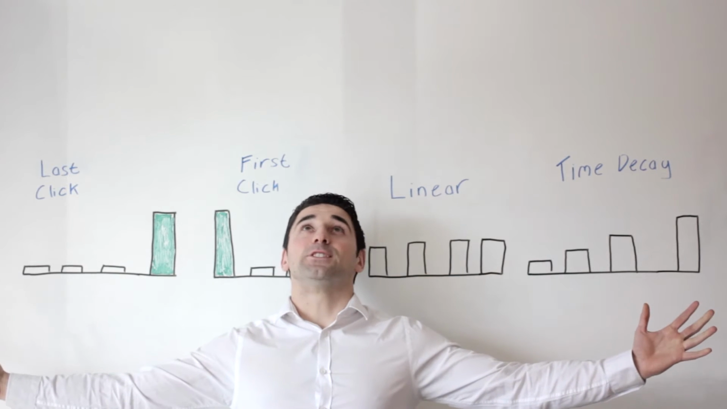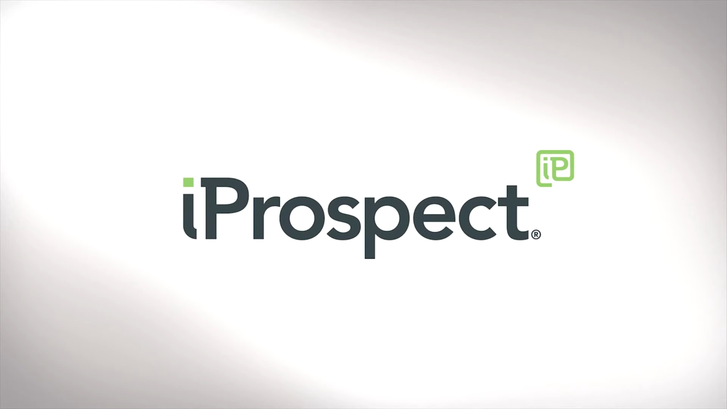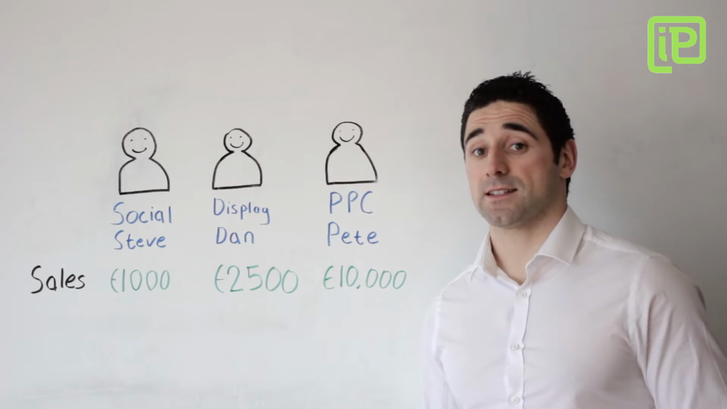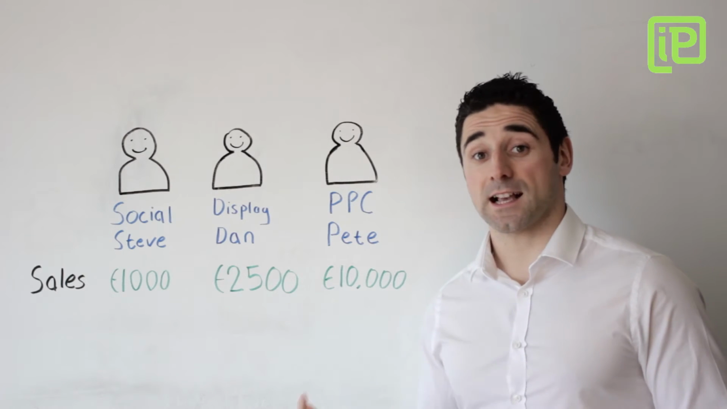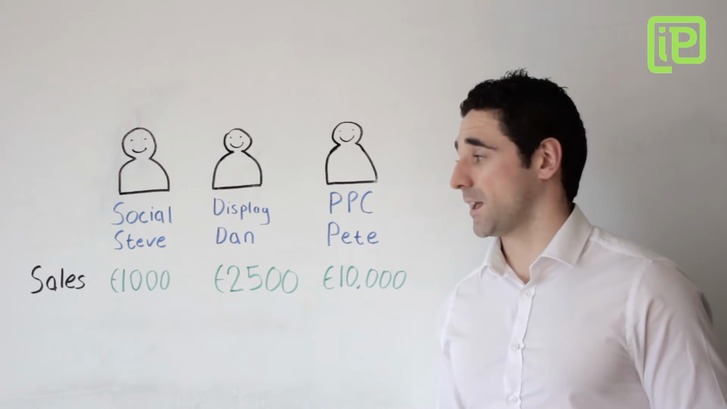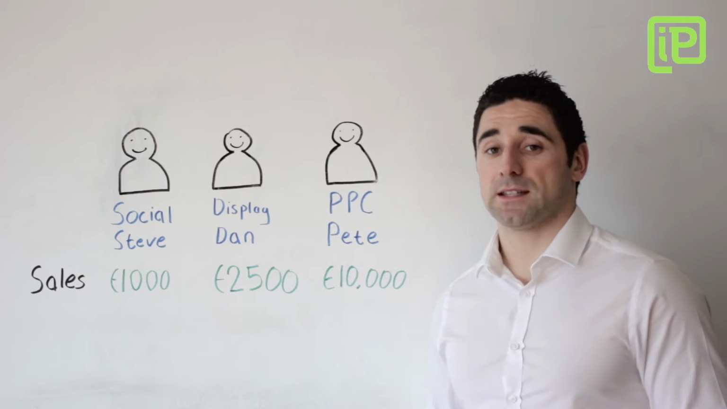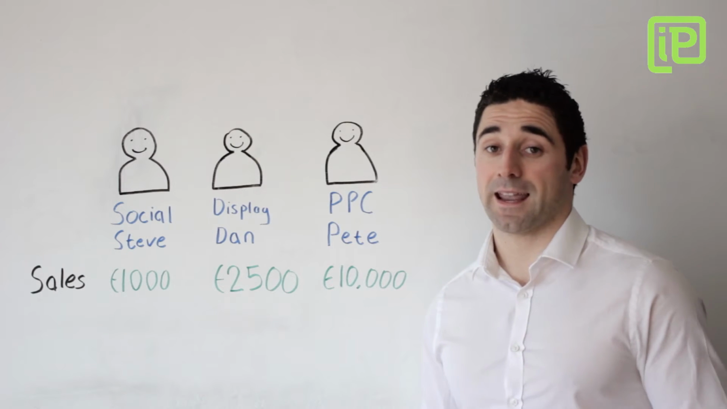I love attribution. Imagine that your business or organization has 3 sales members. You've got Social Steve. Last month he went out and made €1,000. Then you've got Display Dan. He made 2.5k. But then you've got PPC Pete. He's absolutely killing it. He went out and made 10k last month.